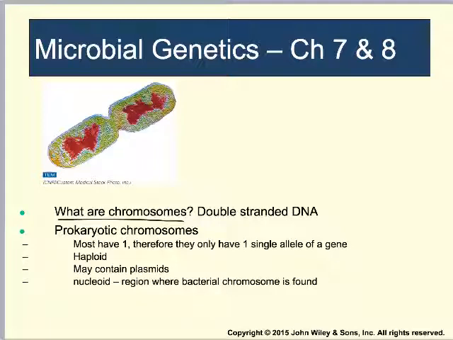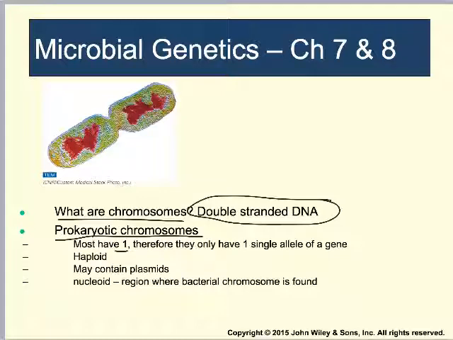And I think you guys know what a chromosome is. A chromosome is typically double-stranded DNA. It's a way that we organize our DNA. It's the way that we have our genes organized, I guess. Okay, now prokaryotic chromosomes. In prokaryotes, so in bacteria, most only have one chromosome.